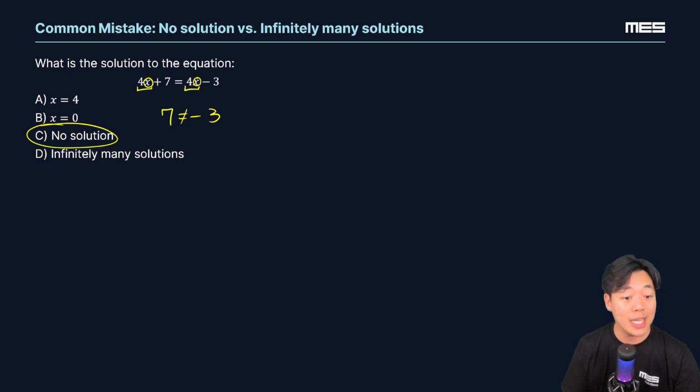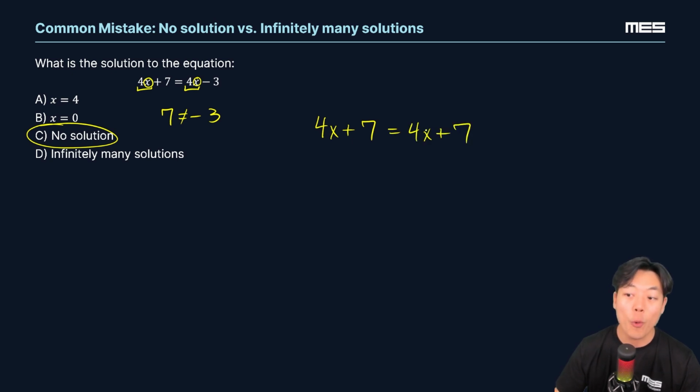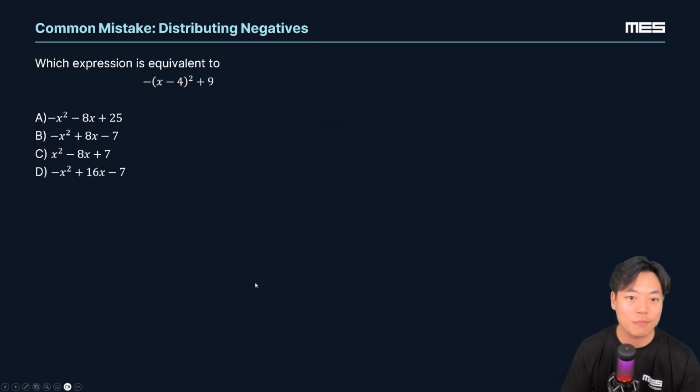Now, if we wanted infinitely many solutions here, we would have had something like this: 4x plus 7 is equal to 4x plus 7. No matter what x is, this statement will always be true. Then we would have infinitely many solutions. Okay, so that's the difference between these two types of answers.